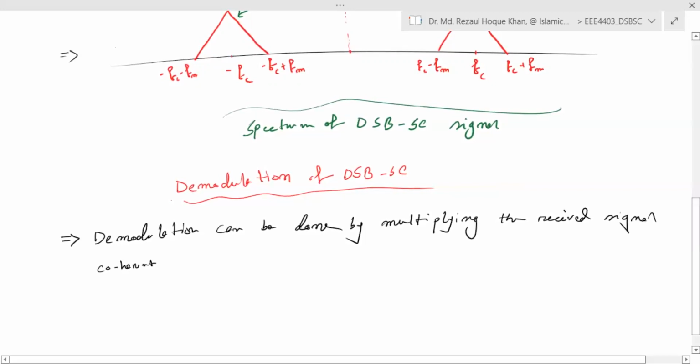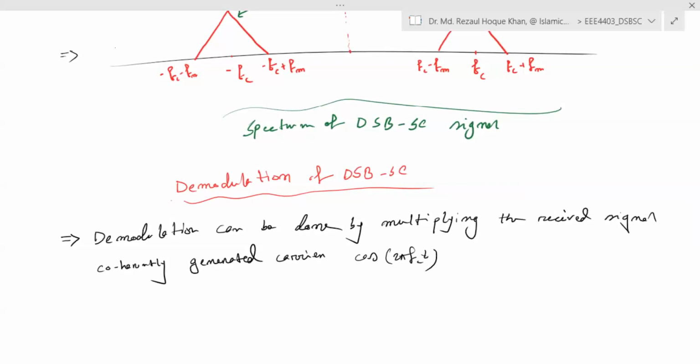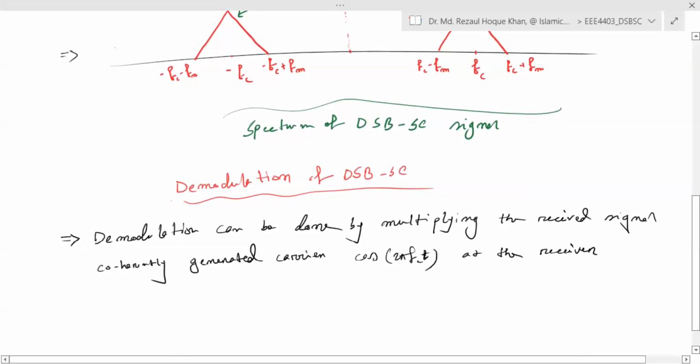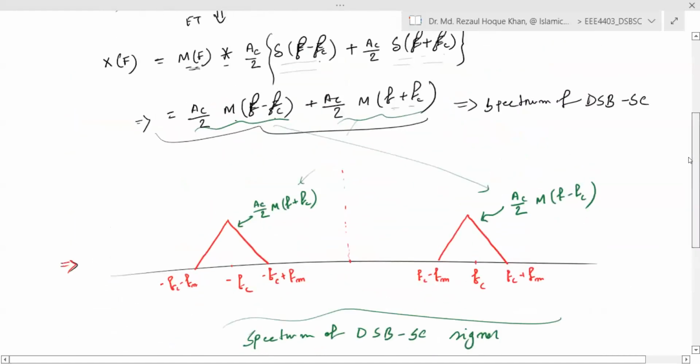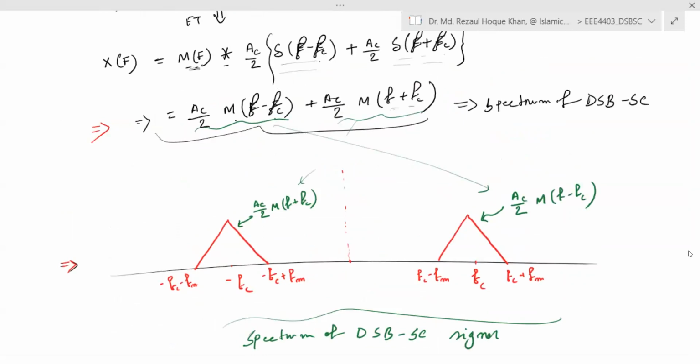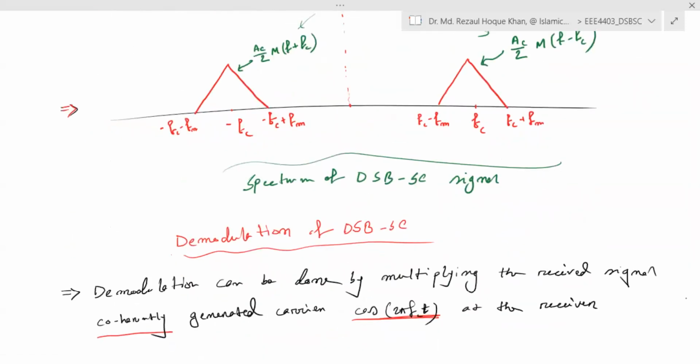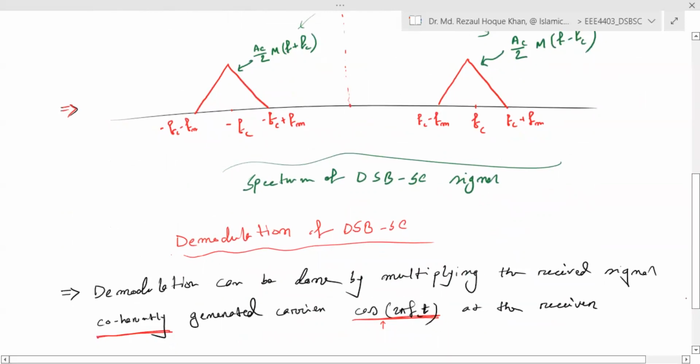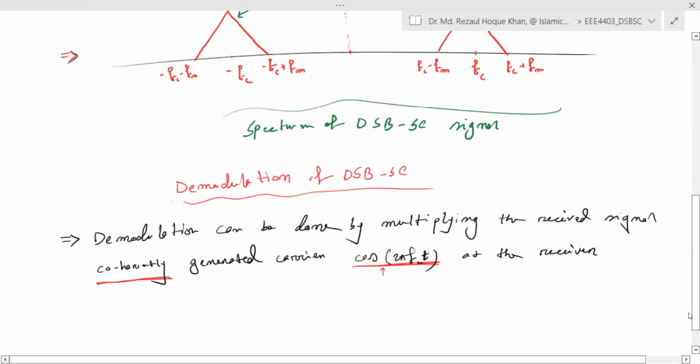Coherently generated carrier, which is nothing but cos 2 pi fct, at the receiver. Once we receive this signal, we multiply this signal with our carrier at the receiver, and this carrier is generated coherently. For the sake of this lecture, just remember this terminology. We'll explain it in a later lecture. Okay, so how does it work?